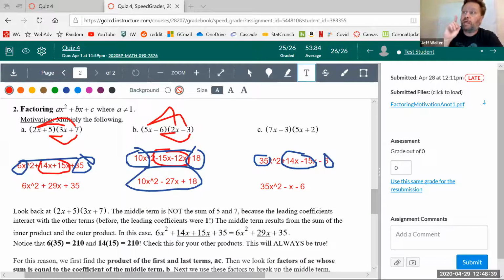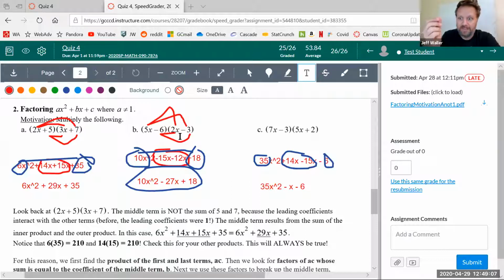Now look at what we just did on part B. How did we get 10x squared minus 27x plus 18? Where did that come from? Didn't we multiply two things together? Right? You see what I'm saying? What did we do to get here? Didn't we multiply those two things together, the 5x minus 6 and the 2x minus 3?